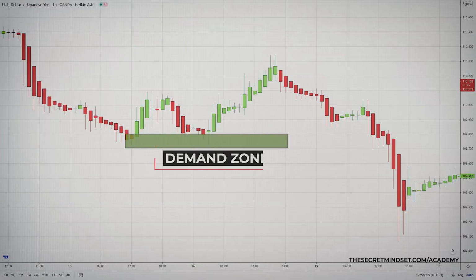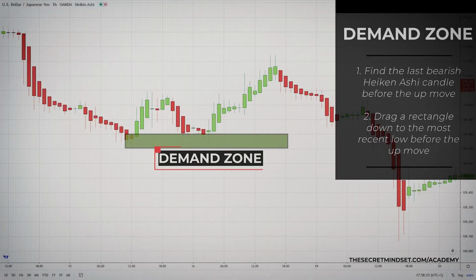For a demand zone, I look for the most recent bearish candle before the up move and drag a rectangle down to the most recent low before the up move.